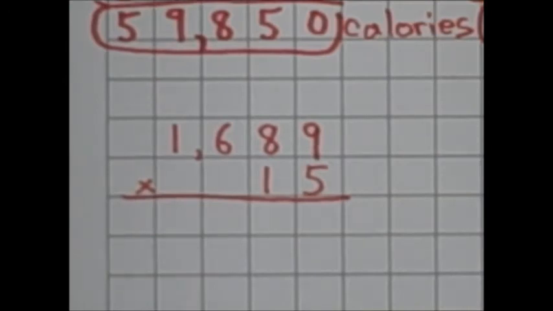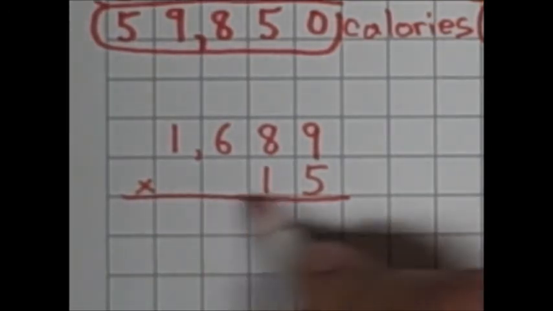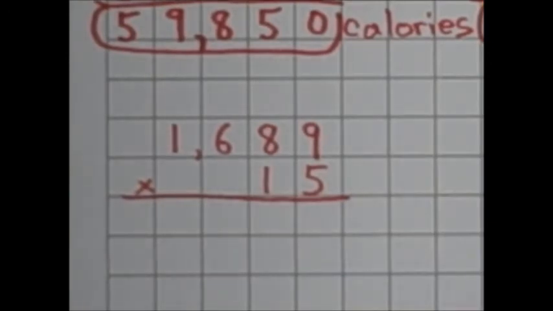At this time, I would like you to pause the video. When you're ready, find the answer of 1,689 multiplied by 15. And when you're ready, unpause, and I will show you how I would solve it.